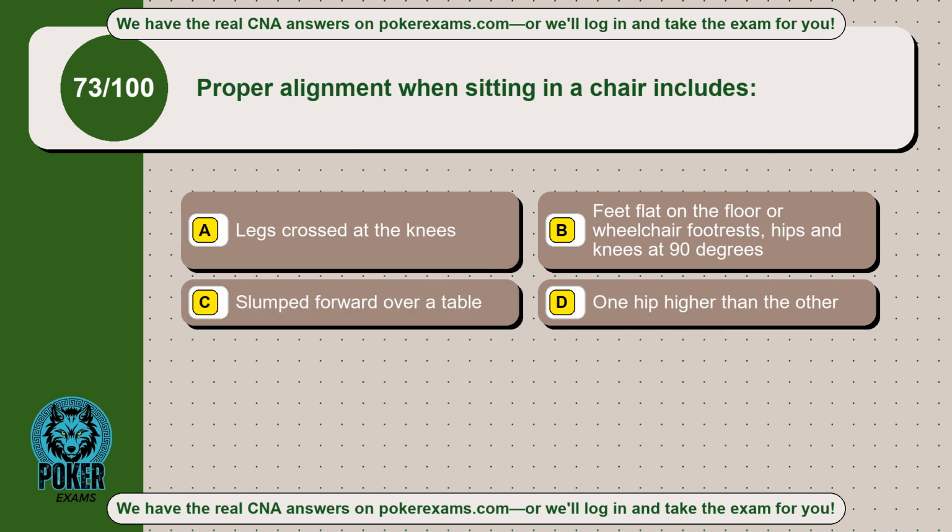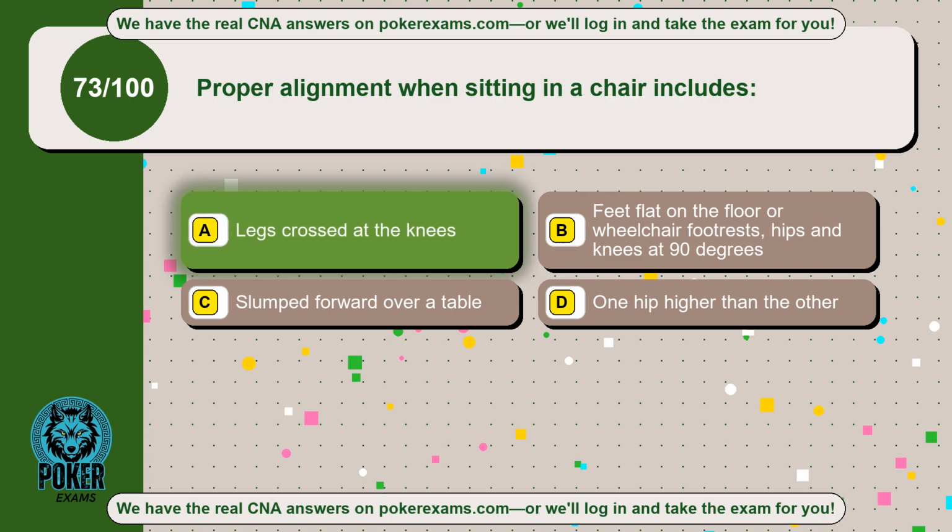Question 73. Proper alignment when sitting in a chair includes: Option A, legs crossed at the knees. Option B, feet flat on the floor or wheelchair footrests, hips and knees at 90 degrees. Option C, slumped forward over a table. Option D, one hip higher than the other.